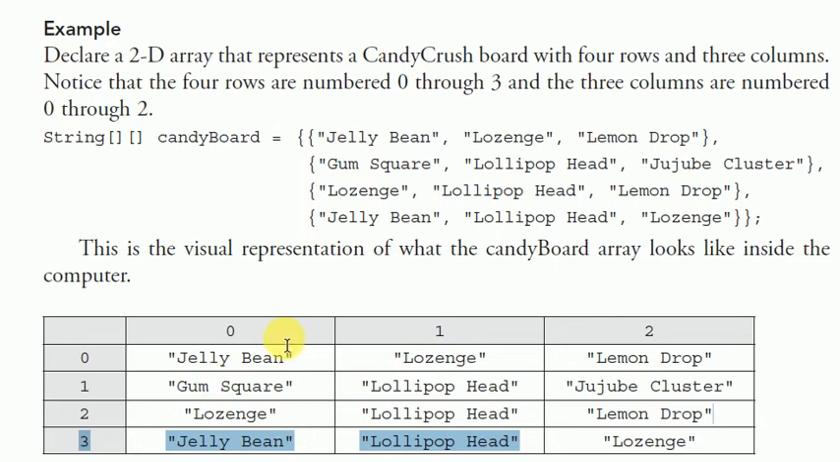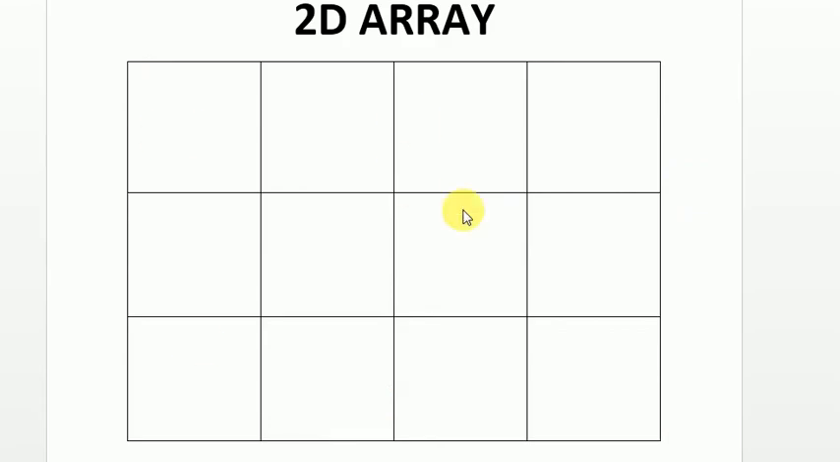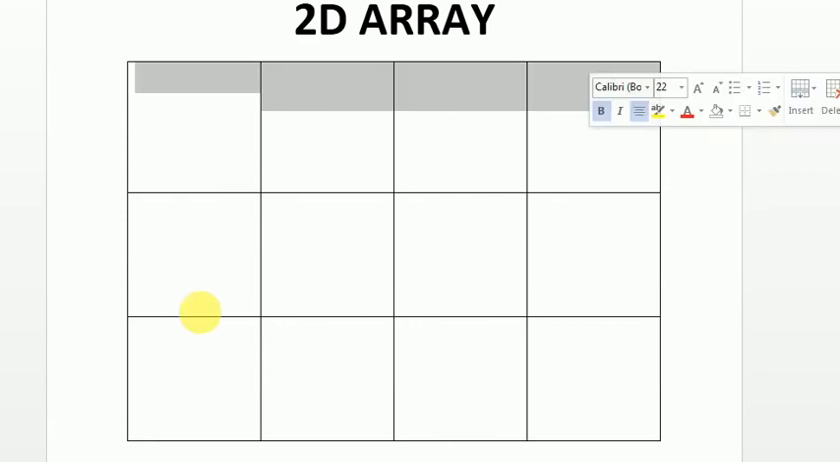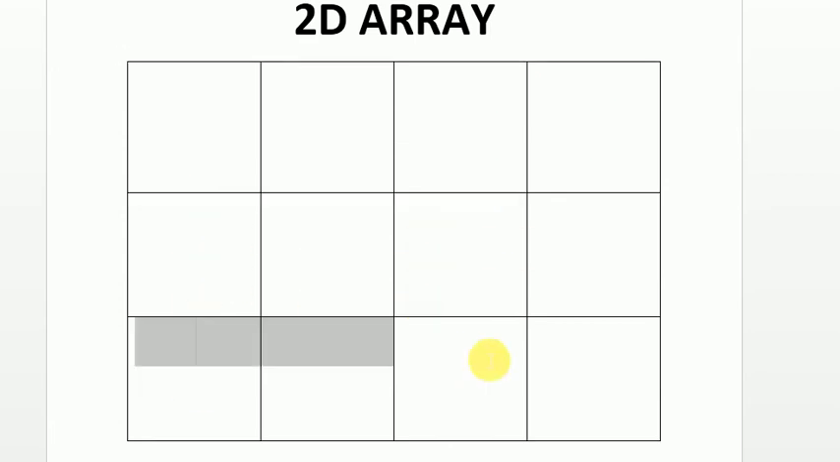And one very important thing: of these two square brackets, the first one is always for rows and the second one is for columns. If you look at this grid, you can see 1, 2, 3, 4 columns, and this is row number 1 and row number 2 and row number 3. So we have 3 rows and 4 columns.